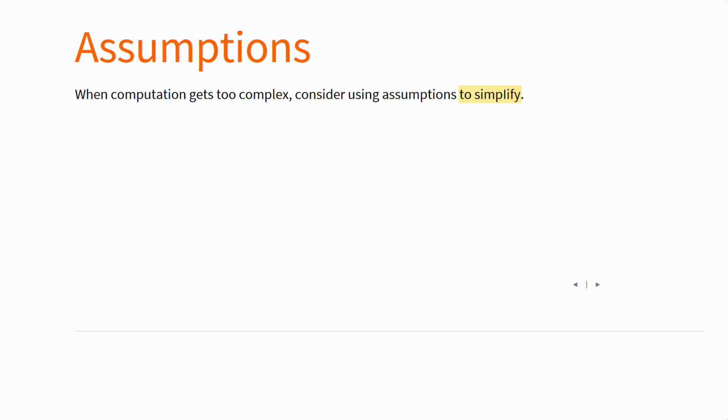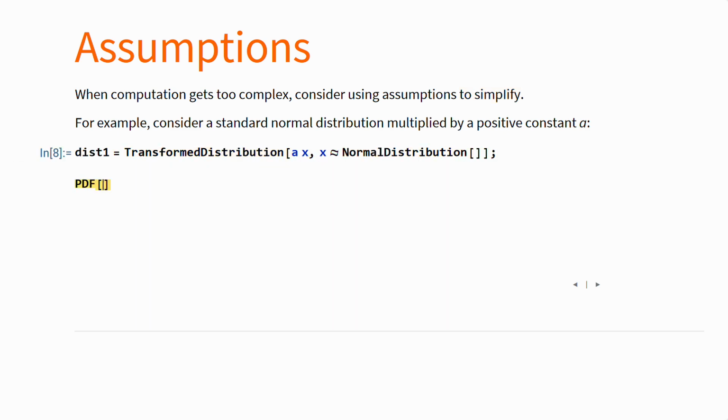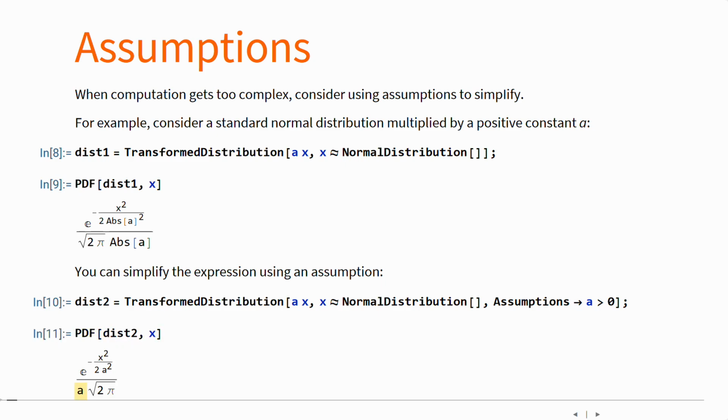If you deal with unknown transformations, you may want to simplify formulas using assumptions, which simplify computations and algebra. For example, on a normal distribution, the PDF will force the absolute value of a factor. To avoid this, assume the factor is positive, and the PDF won't have to force it.